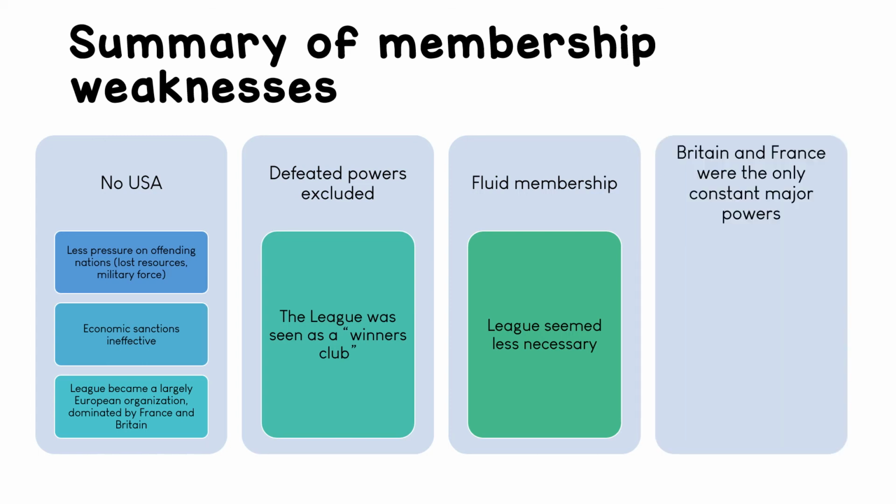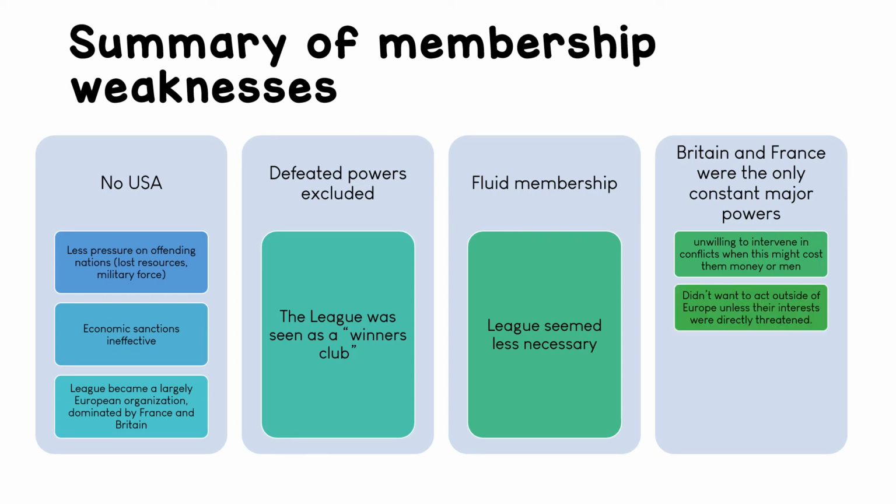Finally, Britain and France were the only constant major powers. And why was this a problem? First of all, Britain and France were unwilling to intervene in conflicts when this might cost them money or also men. So after the First World War, of course, France and Britain were not really willing to take part in other conflicts. Second of all, they didn't want to act outside of Europe unless their interests were directly threatened. So they didn't want to get involved in conflicts that were taking place in faraway places that did not directly concern them.